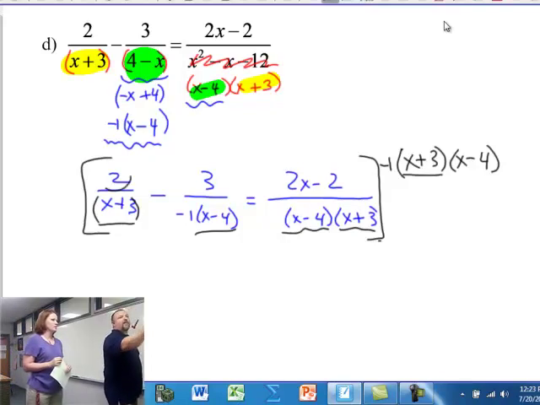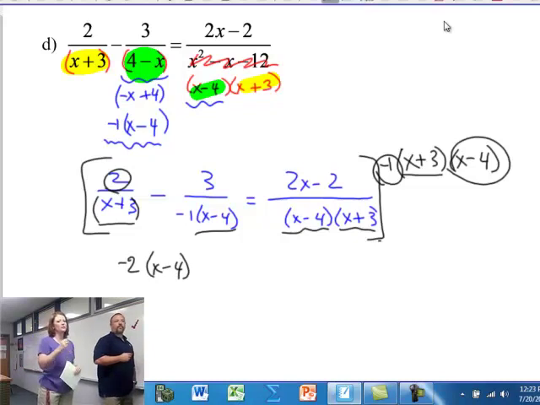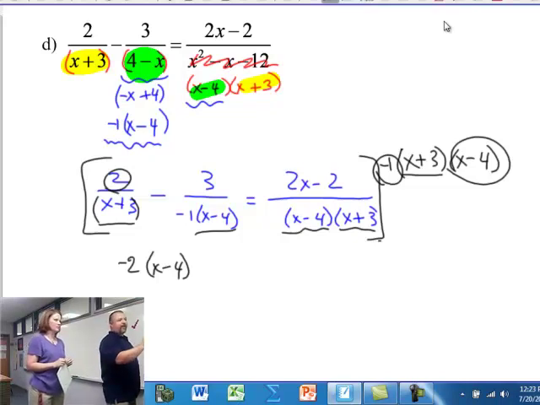I've got x plus 3 is going to cancel with x plus 3. So I have a 2 times a negative 1 times an x minus 4. I multiply the 2 and the negative 1 to make negative 2 times x minus 4. And again, we're recommending that you do not do any distributing during this step, because that's too much in your brain. You're making lots of mistakes with negatives and distributing.